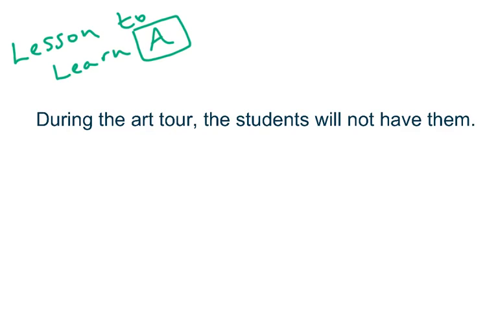So our first sentence we'll do together. During the art tour, the students will not have them. All right. Do we have any conjunctions? No, we don't. Do we have any prepositional phrases? Yes, we do. We have during and tour. And we have two adjectives. What kind of tour? The and art.